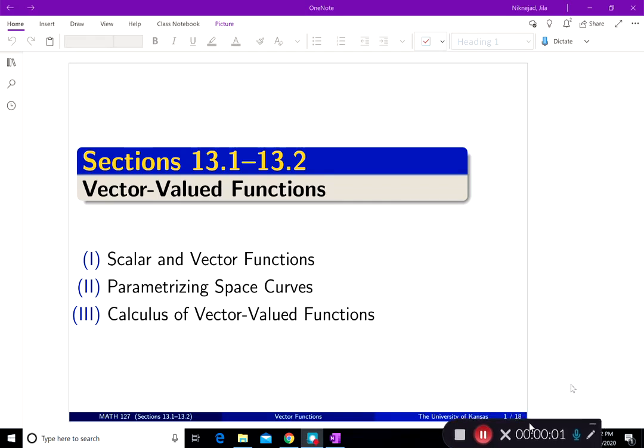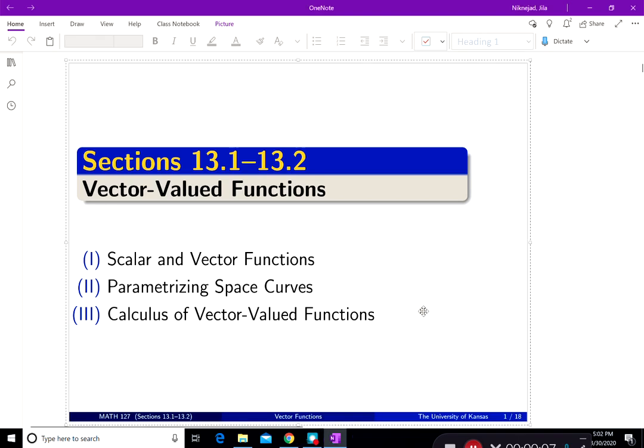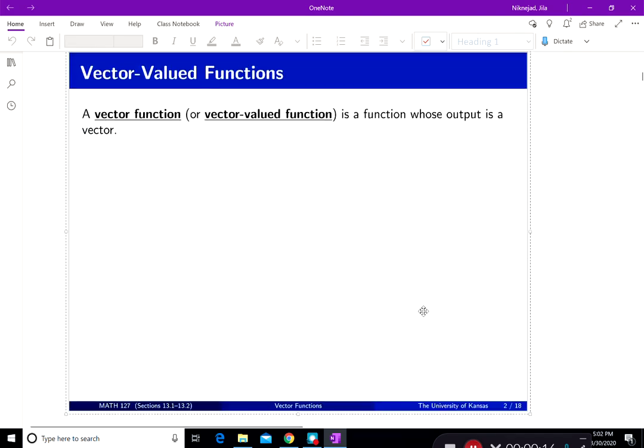We're starting sections 13.1 and 13.2, vector valued functions, and we're going over scalar and vector functions, parameterizing space curves, calculus of vector valued functions. So what is a vector valued function? A vector function or a vector valued function is a function whose output is a vector.